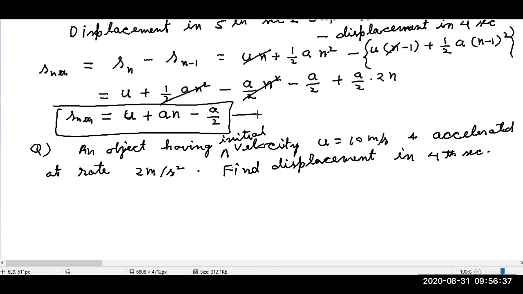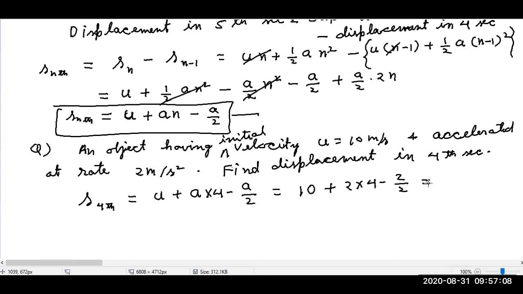Either you can use the formula or you can go by the basics also. 4th second means after 3 seconds and before 4 seconds. So in that way we can do it, but we will use this formula. S fourth will be equal to u plus a into 4 minus a by 2. So it will be 10 plus 2 into 4 minus 2 by 2. How much is it? 10 plus 8, 18, minus 1, 17 meters. So this will be the application of this formula.